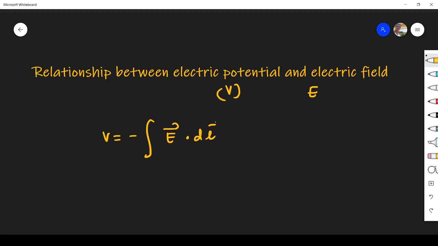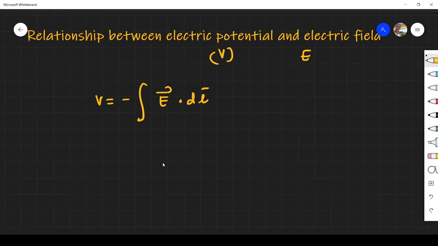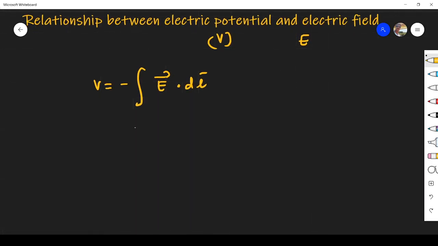dl. Now we have to derive it in another form, so how E is related to V. This is talking about V being related to E. So we differentiate both sides. Differentiation of an integration means that the integral will move away, so that is equal to E dot dl.